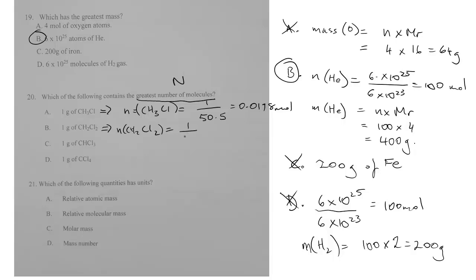When you work out the mole of that one, it's 1 over 84.9. You work out the mole, it happens to be 0.0117.